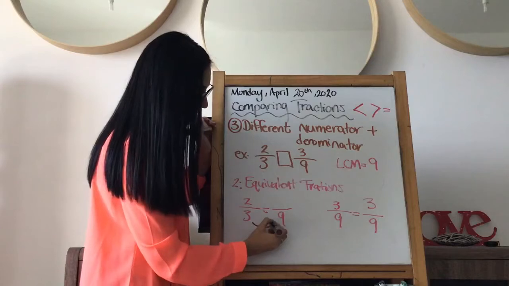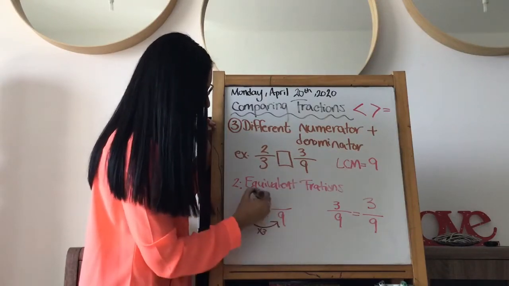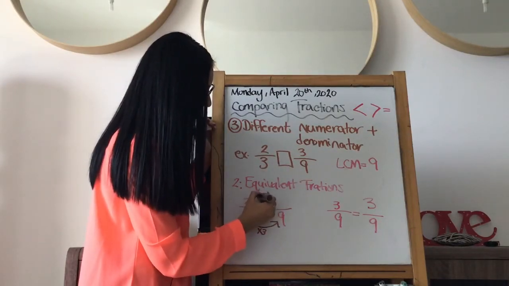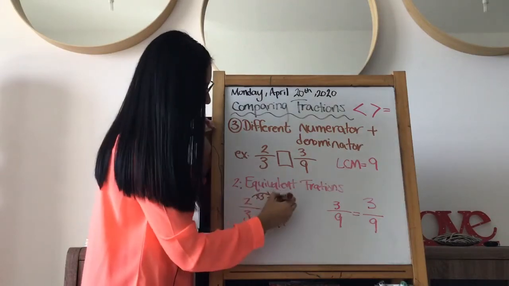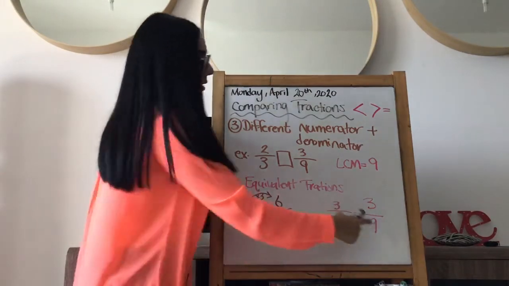How did I get from 3 to 9? You multiplied by 3. If I do it to the bottom, I have to do it to the top. So 2 times 3 is 6. So I've got 6 over 9 and 3 over 9.